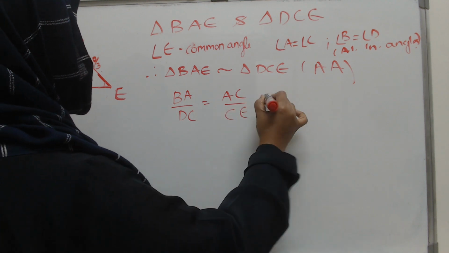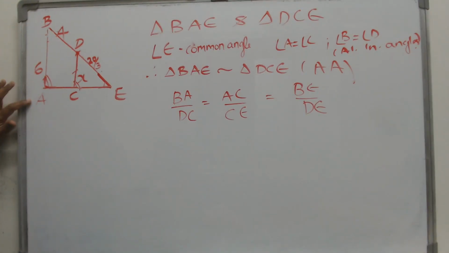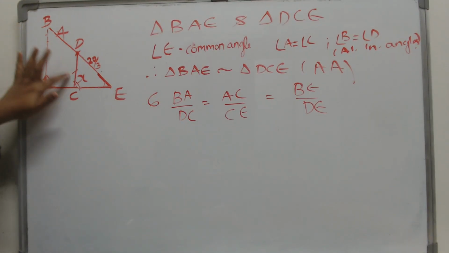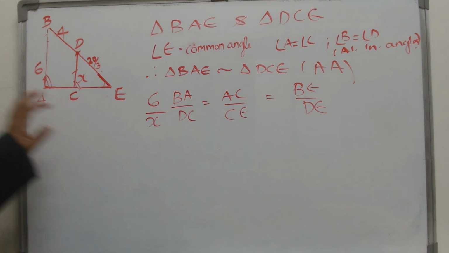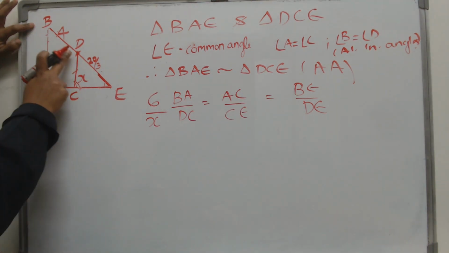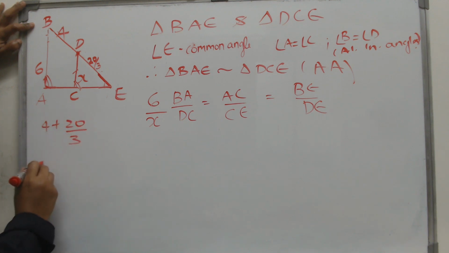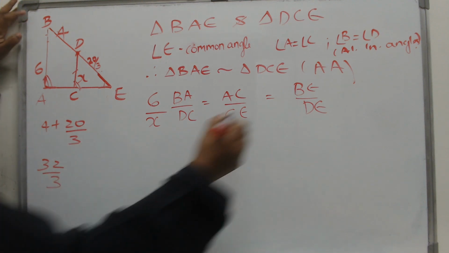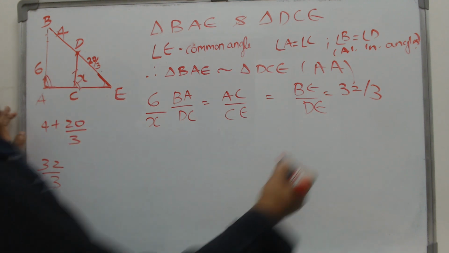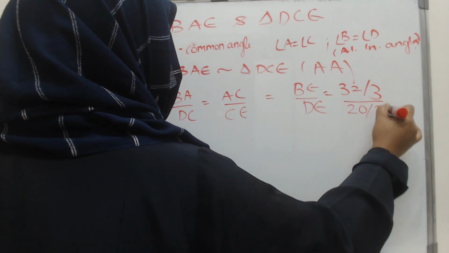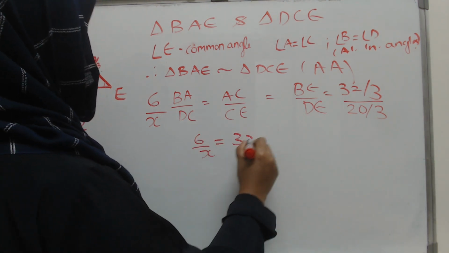But how many of those values do we know? Let us check that out. We know BA is 6. We don't know DC. That is what we have to find. And then whose values do we know? BE. We know what is BD and we know what is DE. Together it gives 32 by 3. So your BE is actually 32 by 3 and your DE is actually 20 by 3. And both the denominators get cancelled and you get such an equation.